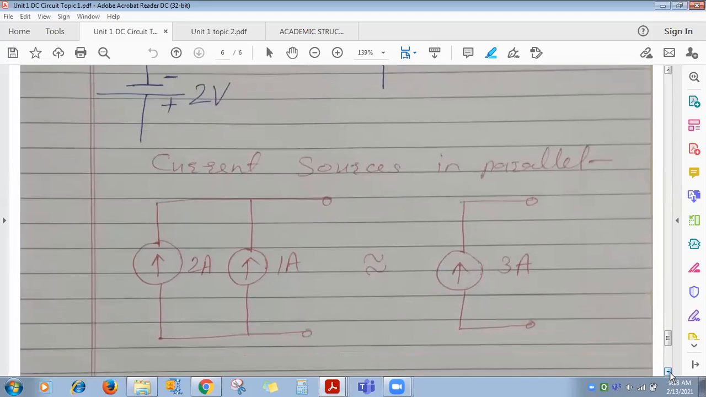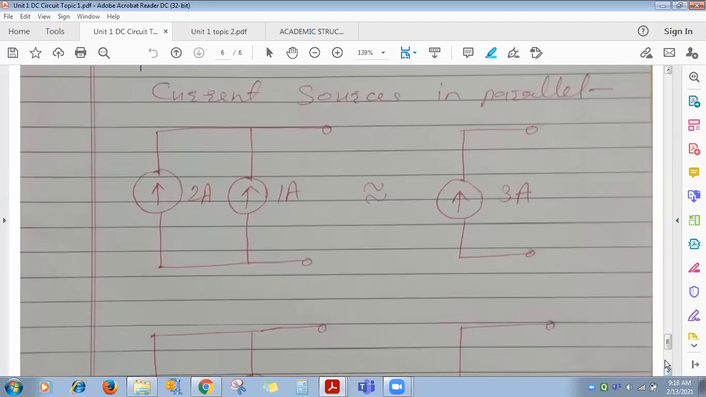In circuits, if 2 or more voltage sources are there, they are always connected in series. And what about current sources? Current sources are always connected in parallel. So voltage sources you will always find in series in the circuits, and if 2 or more current sources are there, they are always connected in parallel.